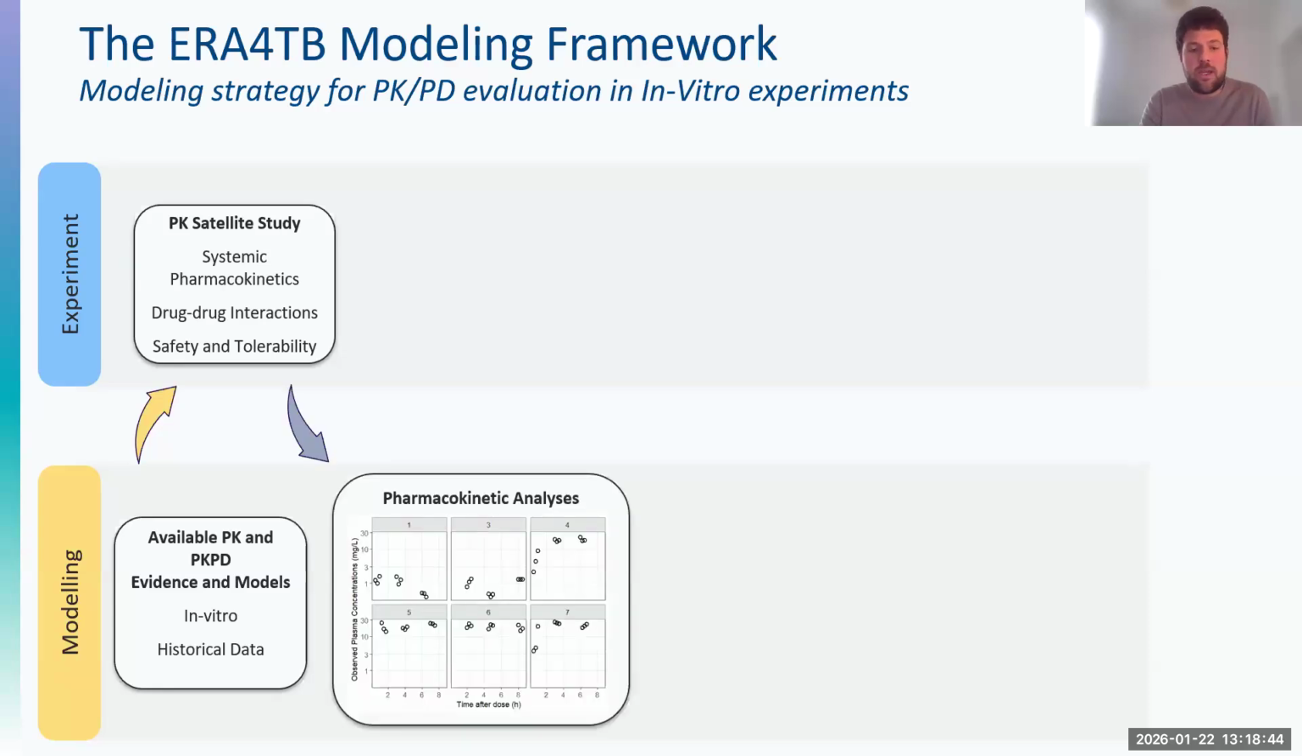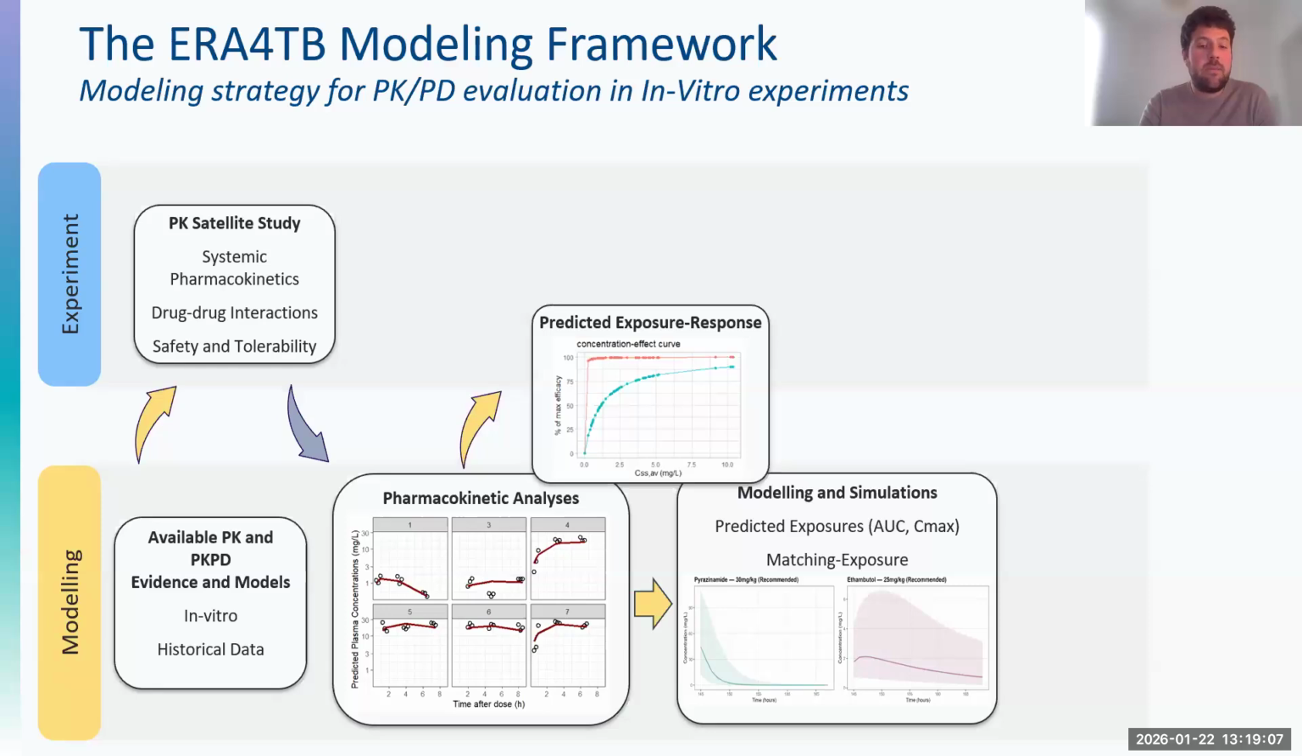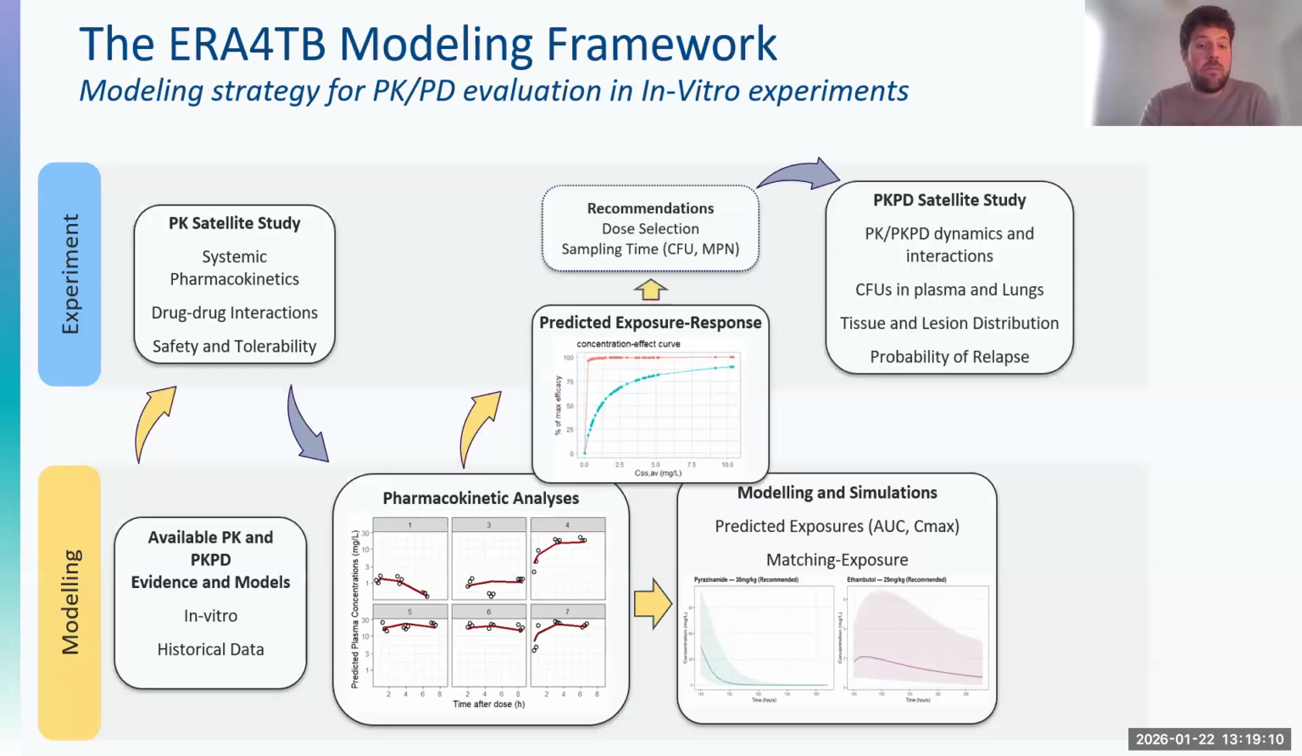And at this point, what we can do is run the PK analysis, and through the model, we can start to apply a simulation procedure in order to generate two types of results. The first one is predicting the exposure. We can calculate AUC, Cmax, and other metrics of exposure. And on the other hand, we can also look at the predicted exposure-response relationship in order to recommend the dosing and the sampling time for the PK/PD study based on a really mechanistic explanation of the PK/PD relationship of the drug in combination.